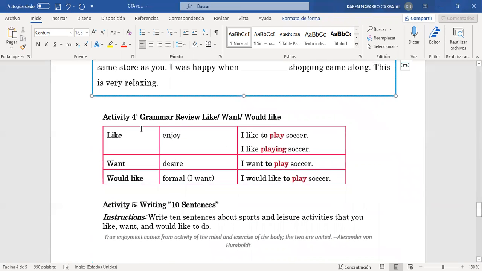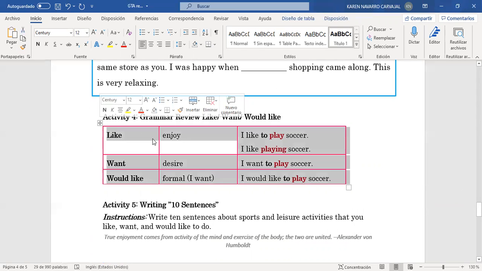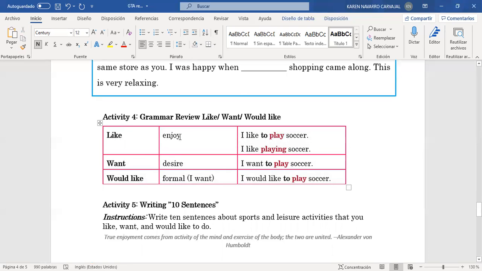Okay, then we have activity 4, grammar review on what? Like, want, and would like. If you go over the guides that I have been giving you, you will find this information. But here we have a little table with just basic information that you need. So remember, like, to enjoy. So you say, I like to play soccer, or I like playing soccer. Remember that both options are correct. We saw this in the classroom. You can use to play or playing, right?